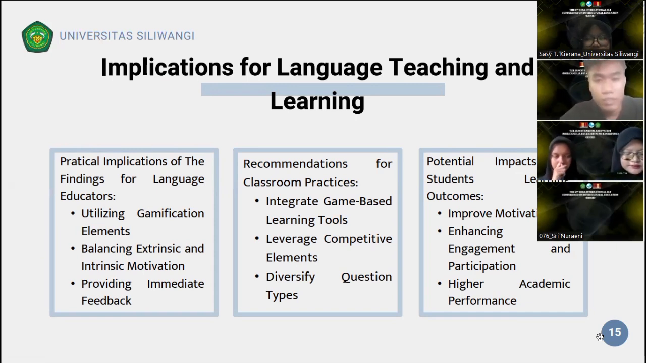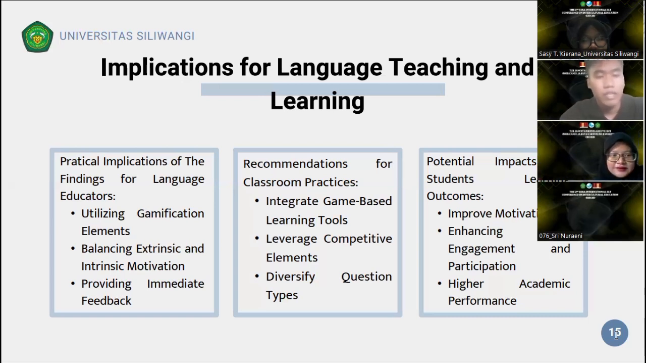And then the next one is we're going to talk about recommendations for classroom practices. The first one is integrate game-based learning tools. So regularly use platforms like quizzes to make language learning more engaging. These tools can be used for various activities, including vocabulary drills, grammar exercises, and so on.